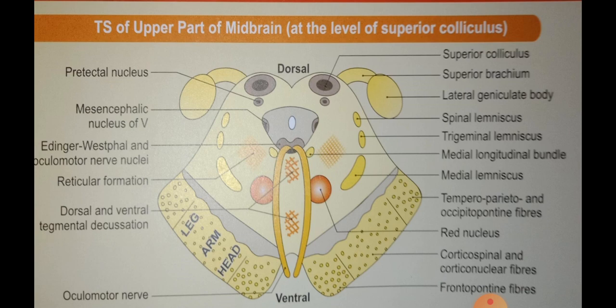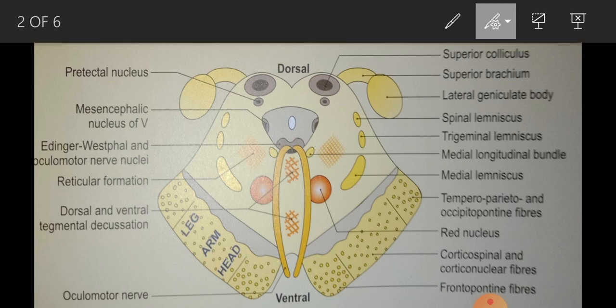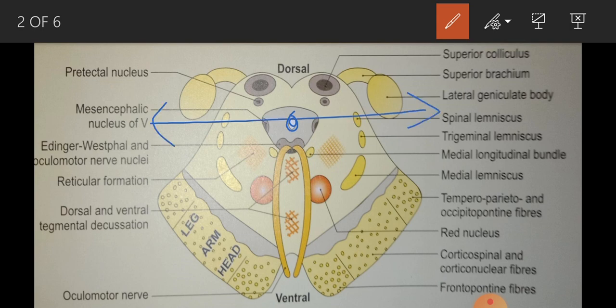This section is at the level of superior colliculus. In the internal features, we have the cerebral aqueduct, which is covered by the periaqueductal gray. A transverse plane passing through the cerebral aqueduct divides the midbrain into a small posterior part called the tectum and a large anterior part. The large anterior part is again divided into right and left halves by a vertical plane. This is called cerebral peduncle.